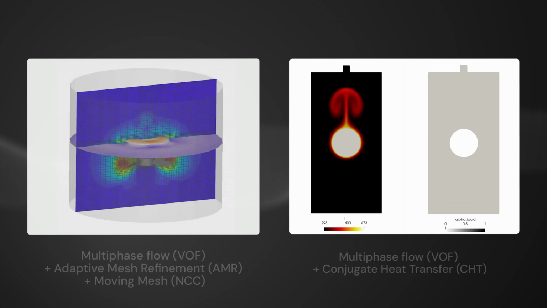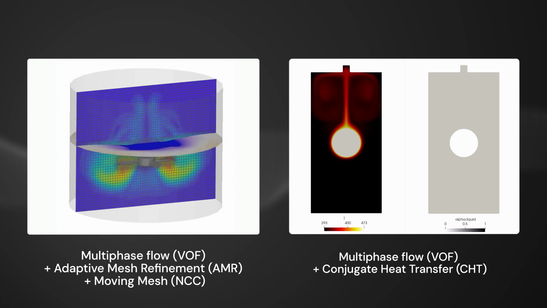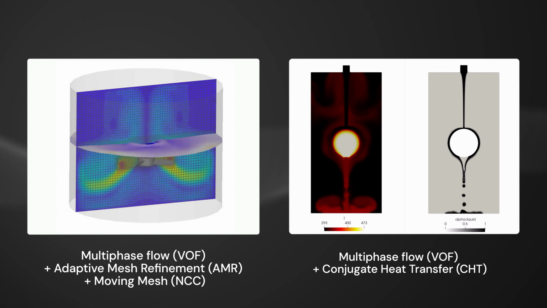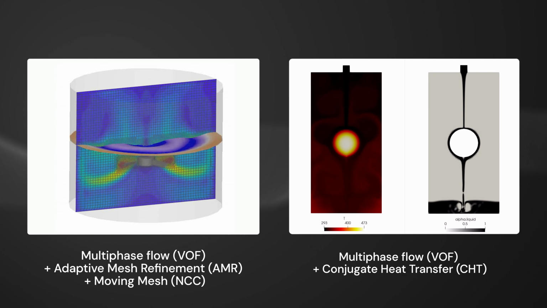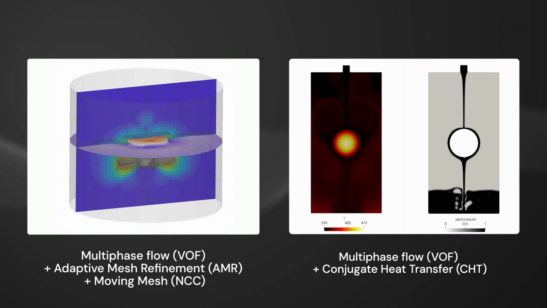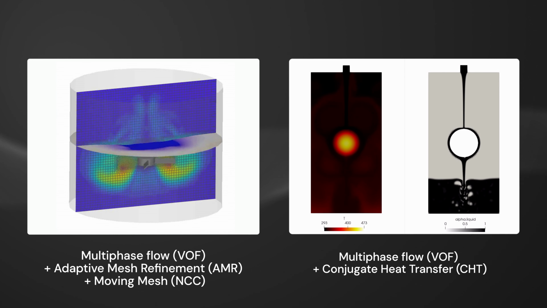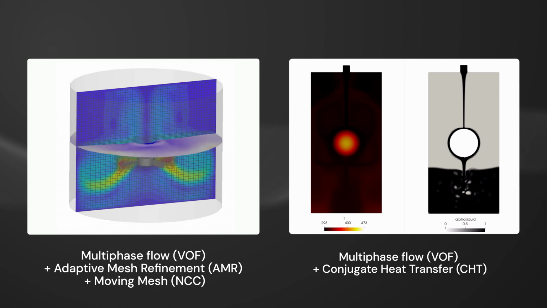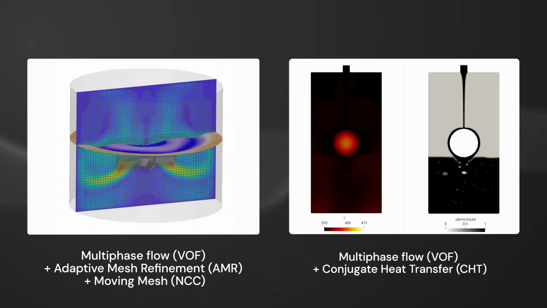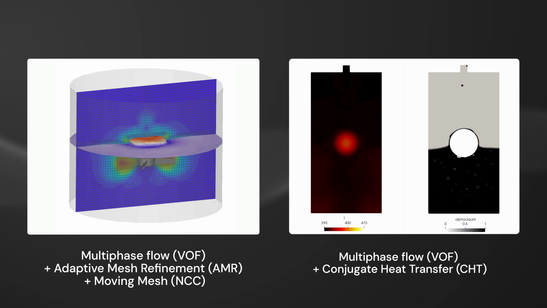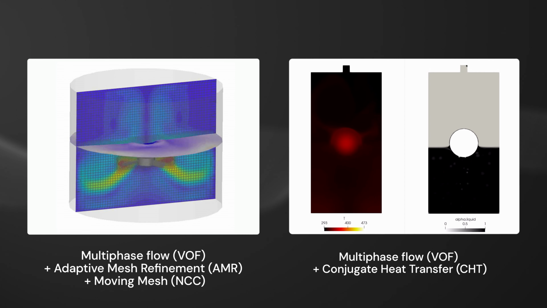As an example, in the left animation we can see a multiphase flow simulation using the VOF approach combined with adaptive mesh refinement and mesh motion using the NCC mesh interface method. In the right animation, we can see a CHT analysis of a hot sphere being cooled down by a cold water stream injected into air, also using the VOF approach.